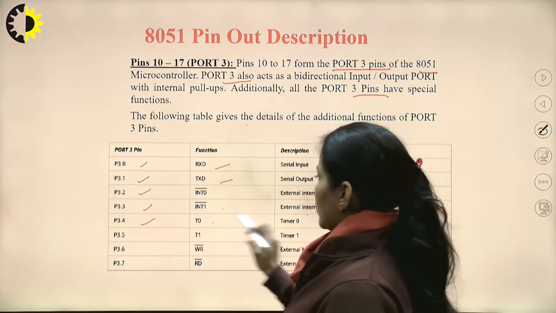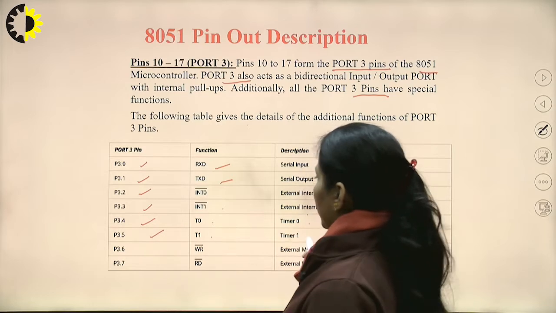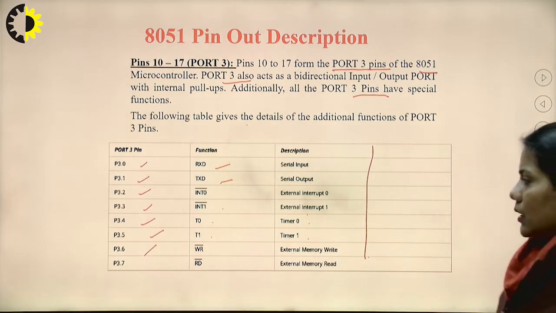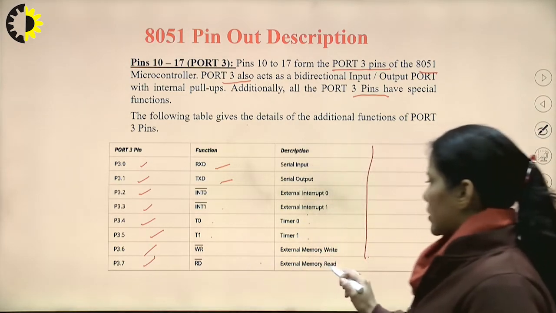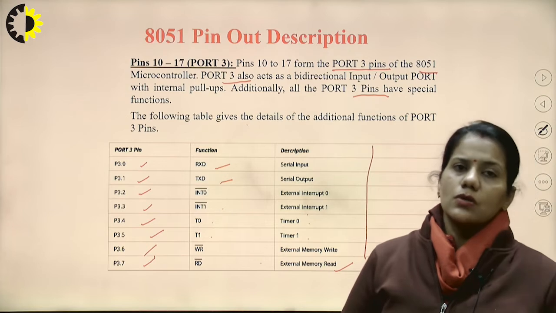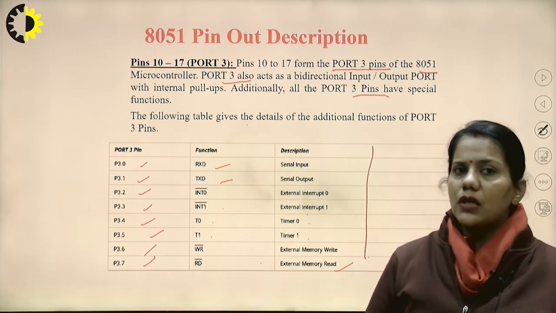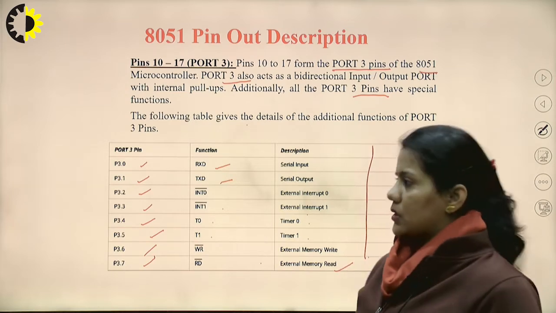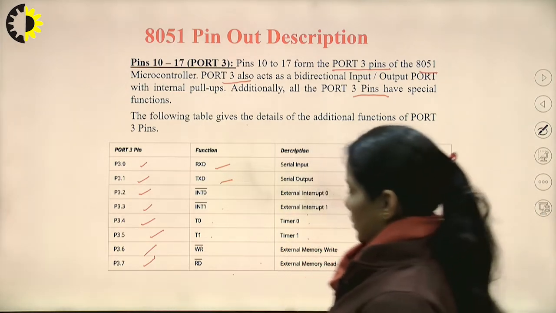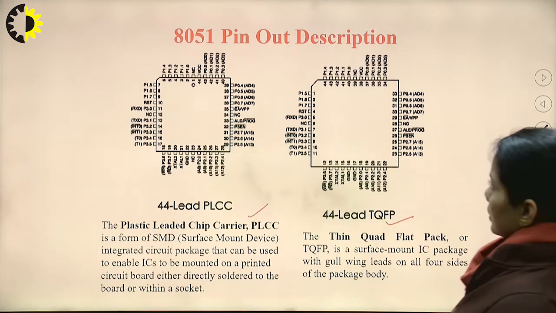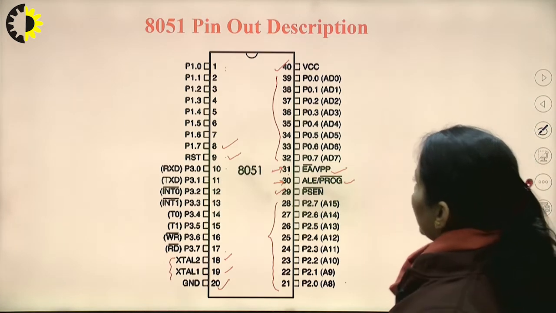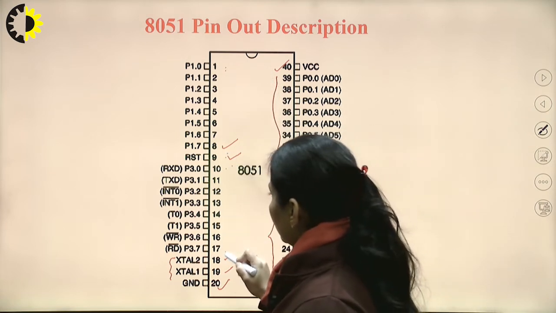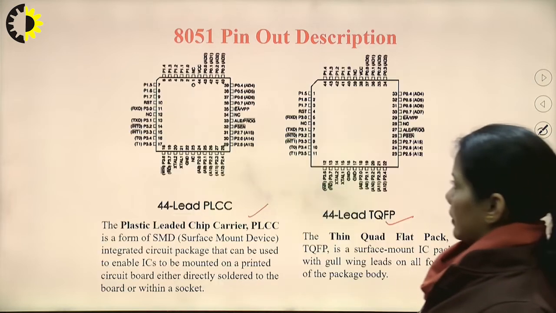4 is the timer 0 pin. 5 is the timer 1 pin. 6 is write, that is the external memory write pin. And 7 is read, the external memory read pin. So in this way, port 3 has multiple functions. Each and every pin of port 3 can be used for different purposes as mentioned in this table. So pin number 1 to 8 represents port 1, 10 to 17 represents port 3.